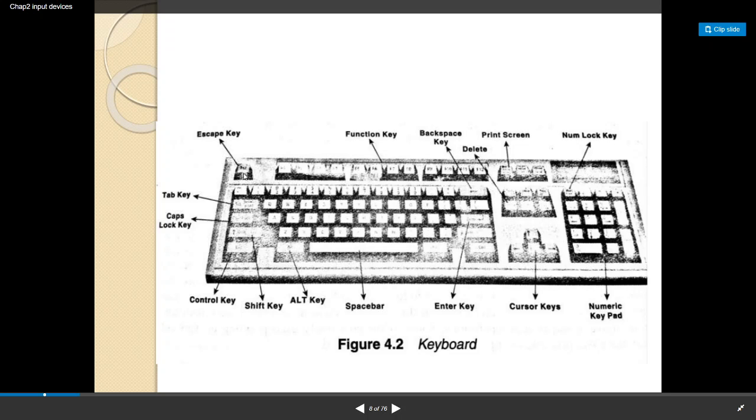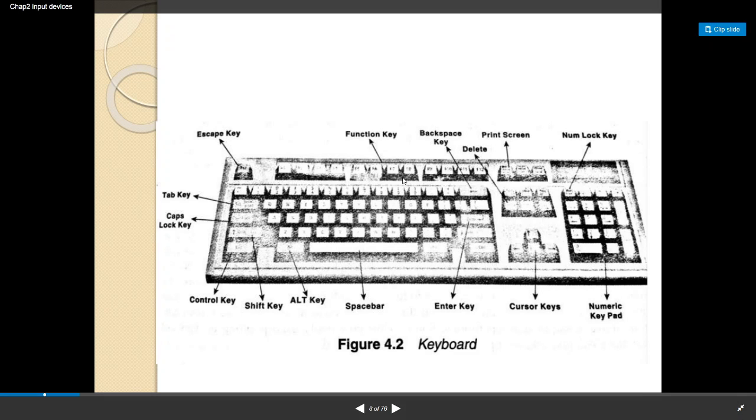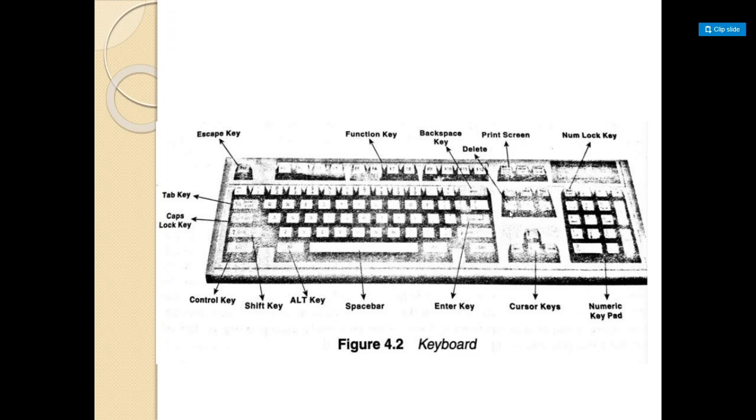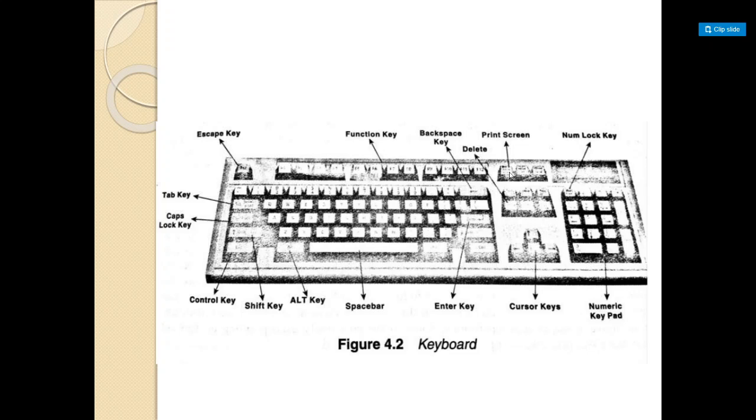Escape is to escape the current working window, and it goes to the previous window or whatever background is there. See, these are the arrow keys. Arrow keys are just to move the cursor up and down. And this is the delete key, which deletes the letter where the cursor is present. Then this is print screen. Print screen is like a screenshot in your phone. Okay, for that it's used.